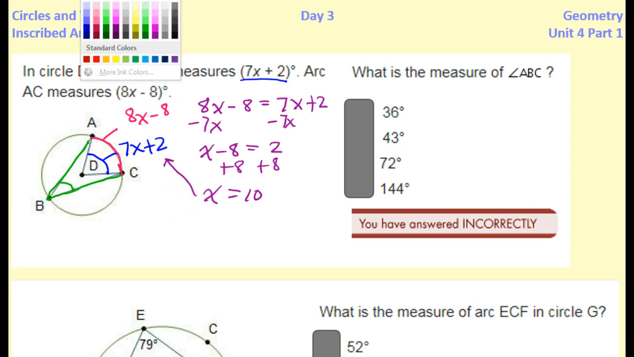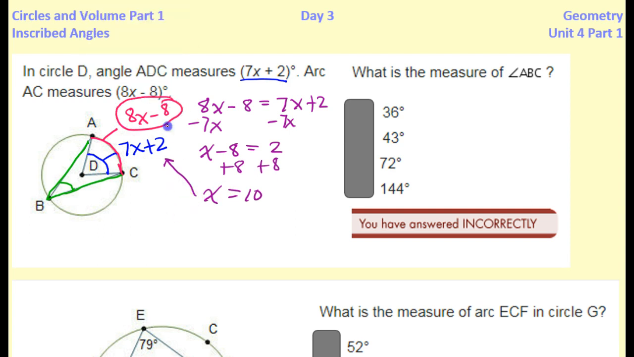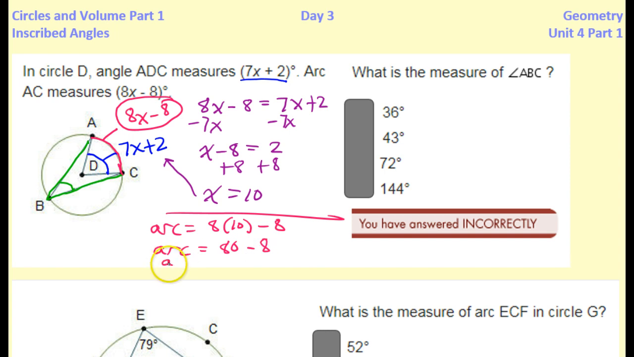Let's focus on the arc, 8x minus 8. So that's going to be 8 times 10 minus 8, which is 80 minus 8. So that arc is equal to 72 degrees. Now we know that the measure of the arc is 72 degrees. Let me erase this to make space. So this is 72 degrees.